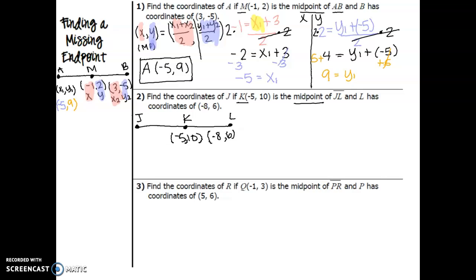And of course, I am finding the coordinates of J. So remember, if I don't know the coordinates, those are going to be x1, y1. My K is going to be x and y, because it's my midpoint. And then my L, the endpoints that I do know, that's going to be x2, y2, and now we can go ahead and start with our formula over here.